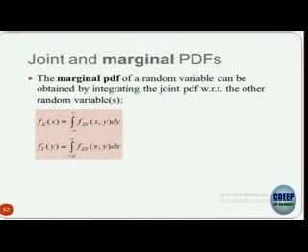Alright, so one more example of marginalization. The marginal PDF of a random variable can be obtained by integrating the joint PDF with respect to the other random variable or other random variables. In this case we've got just two and we are integrating out one, but we may want to integrate out multiple random variables if they exist. So here f_X(x) is the integral from minus infinity to infinity of f_XY(x,y) dy. And f_Y(y) is likewise, with integration with respect to x.